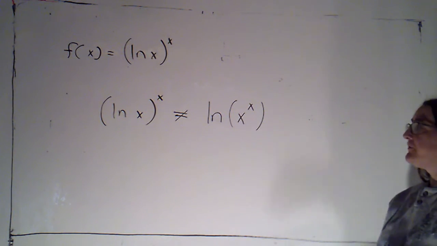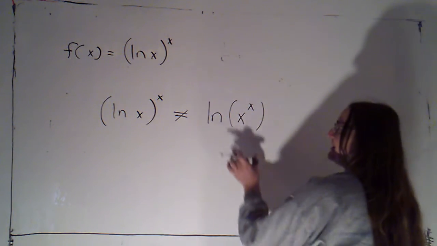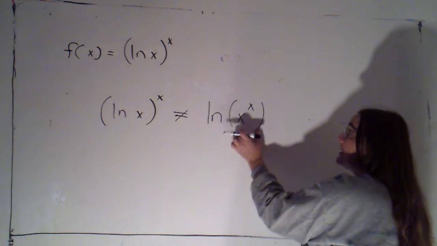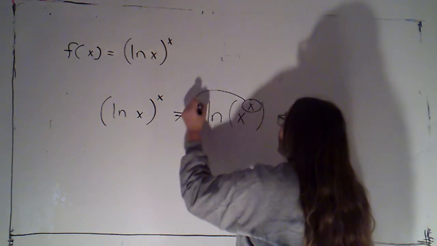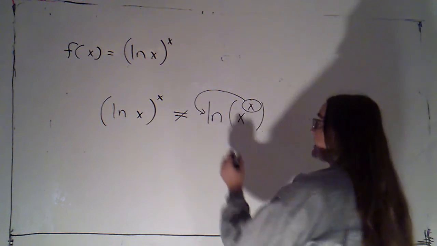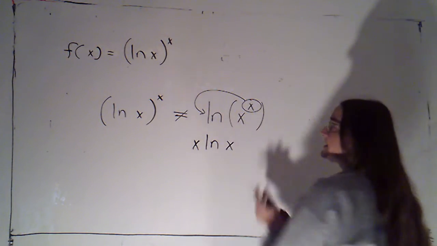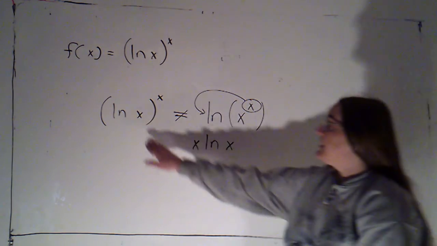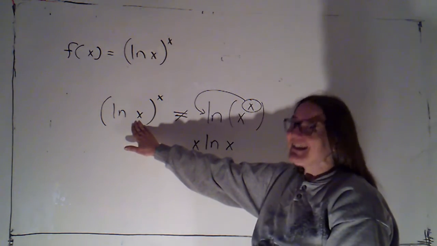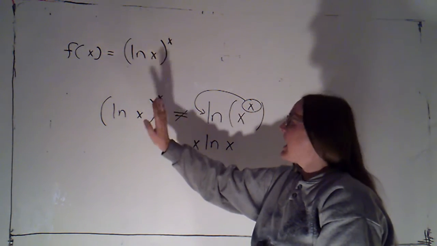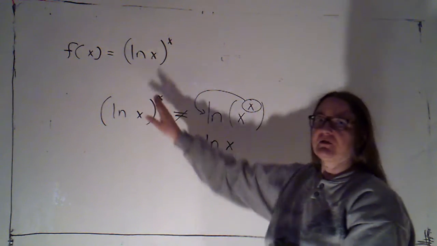The power rule for logs applies to this thing. If the argument of log, if the thing I'm plugging into log is a power, I can bring that power down and make it an exponent. So this one here is x times the natural log of x. This is not x times the natural log of x. This is a power of the natural log of x.